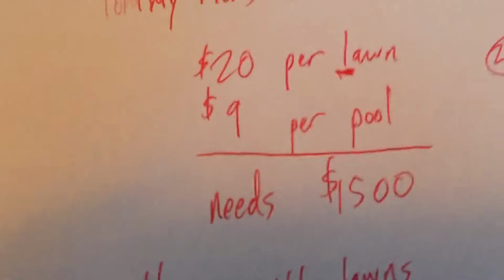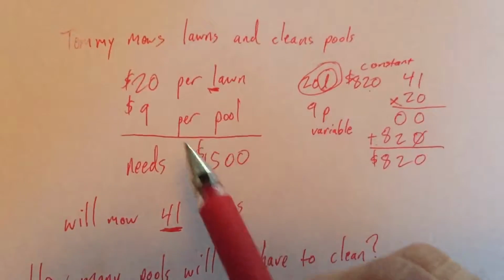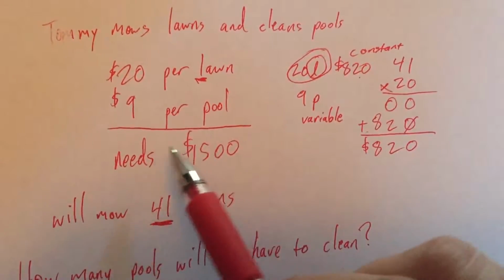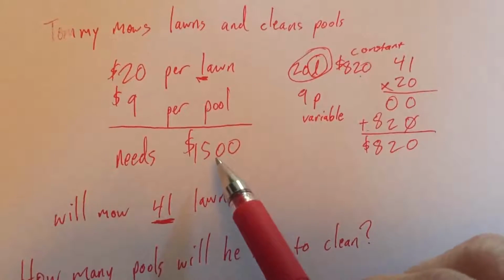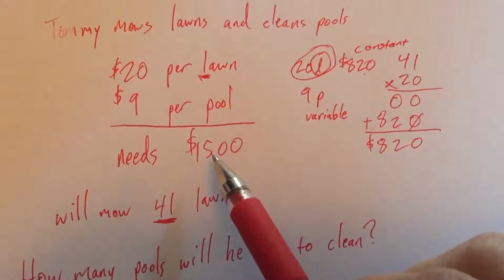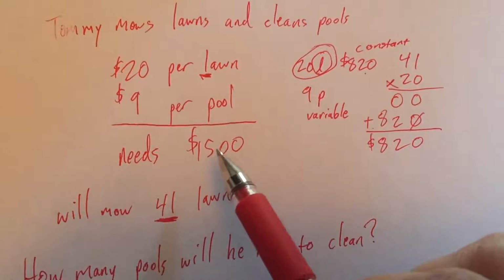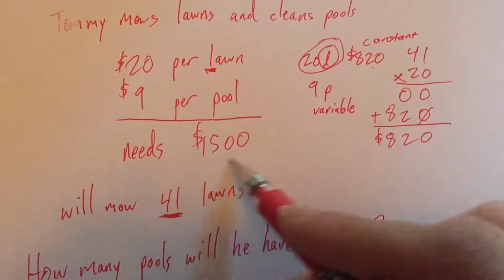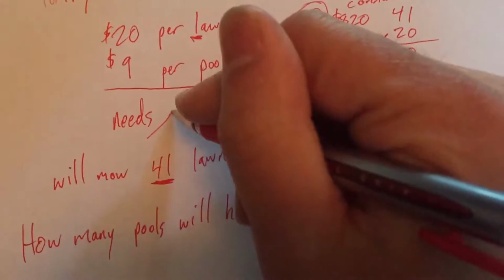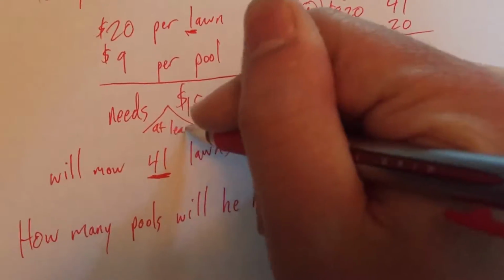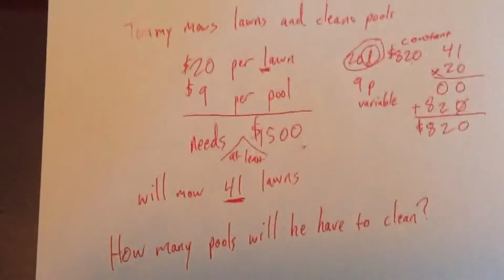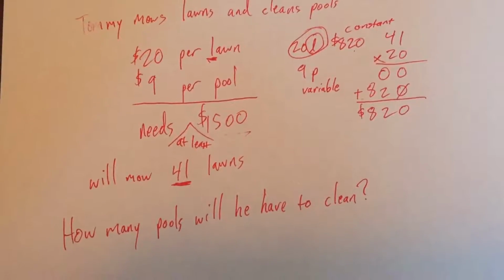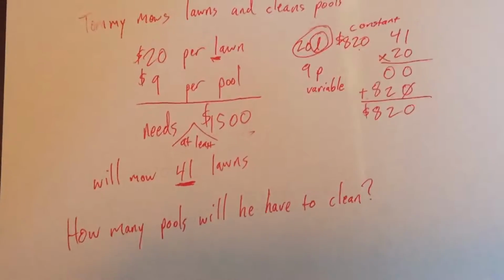Now let's go back to how I set this up here. So you have the $20 per lawn, $9 per pool, and then I put that line. This line is going to be that you need $1,500. And it's going to be at least $1,500, because we're going to be fine if we make more than $1,500, but we need at least $1,500. So right here, we could even add at least $1,500. So any answer above this would be fine with us, because we only want to make $1,500, but no less, but more is always good.